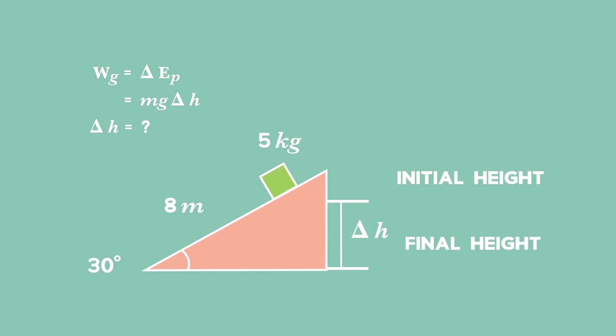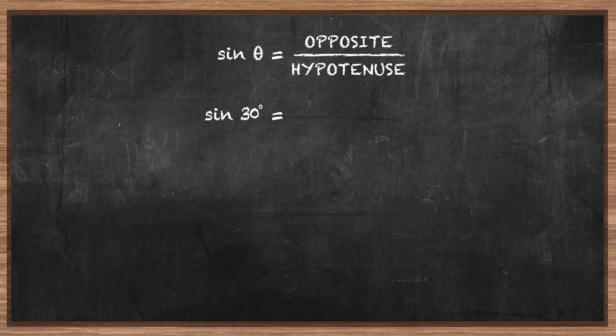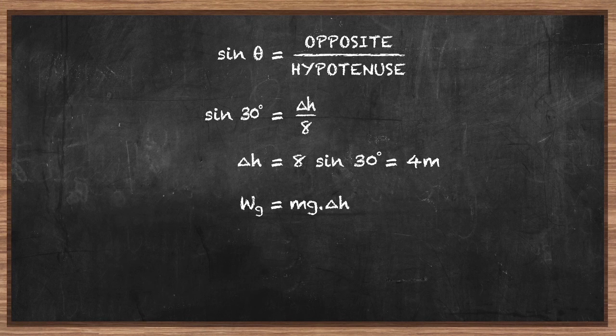We need to find out how the height of the block above the horizontal surface changed. We know the distance moved is 8 meters along the plane. We also know the plane is inclined at 30 degrees. We can find the change in height using trig. Sine 30 degrees equals change in height divided by 8. Change in height equals 8 times sine 30 degrees. Okay, work done by gravity equals 5 times g times 8 times sine 30 degrees. And the answer, 196 joules.